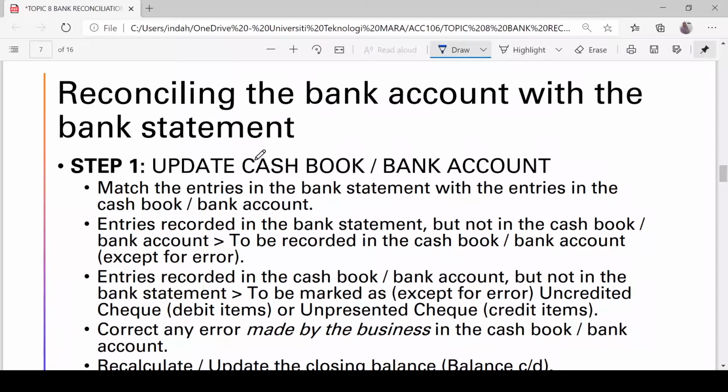Even though you have recorded everything, you duly followed everything and made sure that you did not omit any transaction, still when you receive the bank statement, you have some difference in the amount. You might have the difference because of bank charges, because of interest received from the bank, and maybe because of a dishonored check. So we wait for the bank statement. Once we receive it, we are going to update the cash book, or our bank account.